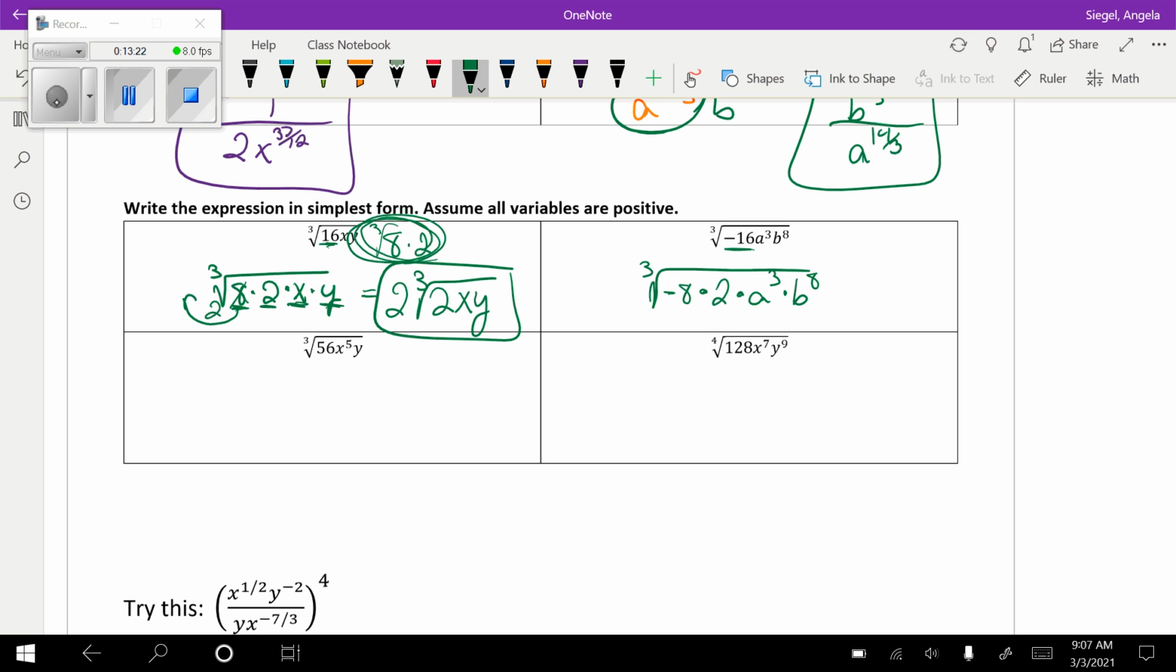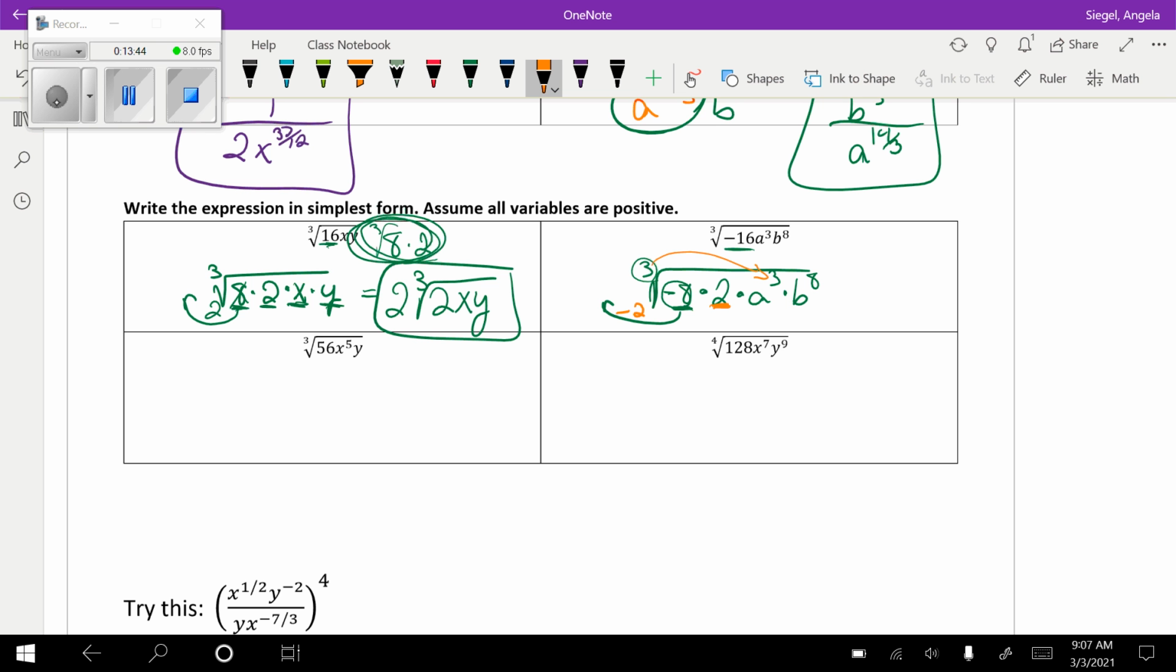So let's go ahead and talk about the numbers. So this is going to come out the cubed root of negative. So remember, odd roots are totally okay. So it's going to come out as a -2. This guy I can't do anything with.